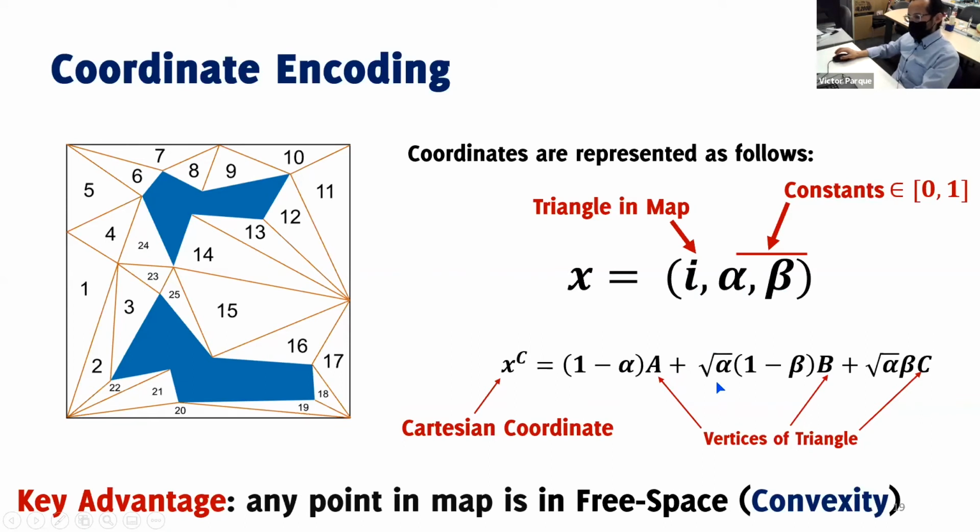So in this way, we have one good advantage. Any point in the map is in free space. That means we don't need to check if the point is inside a hole or outside a hole, because any point encoded by this three-tuple is outside a hole. In this way, we can sample any point, or any intermediate point for Steiner trees, in a very efficient way.